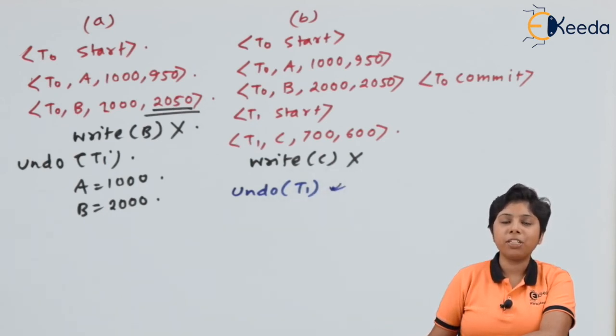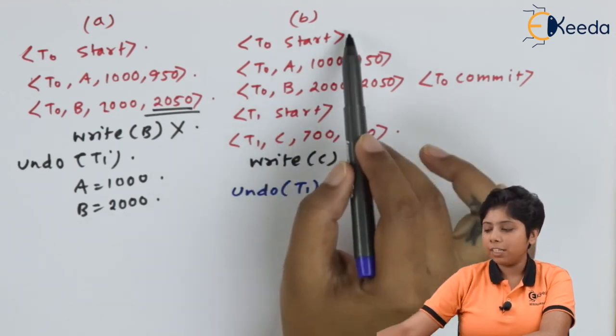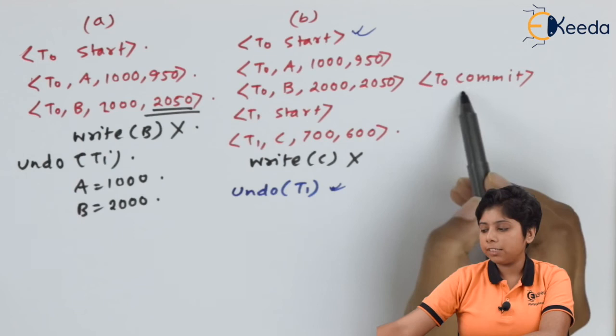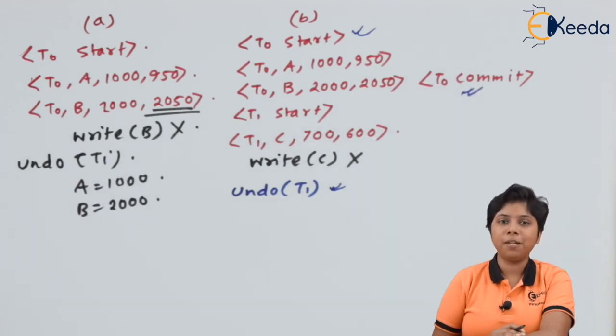But what will happen with T0? We have T0 start, and if there is T0 commit or T0 abort present there, then we must redo the operation. So the T0 commit is present there. That means the transaction has been committed.